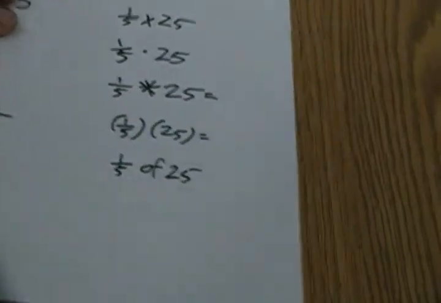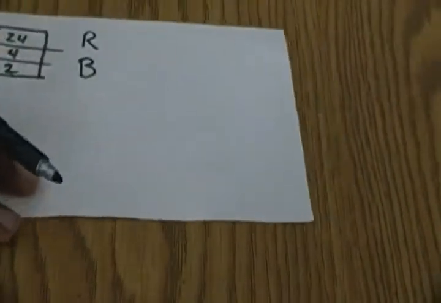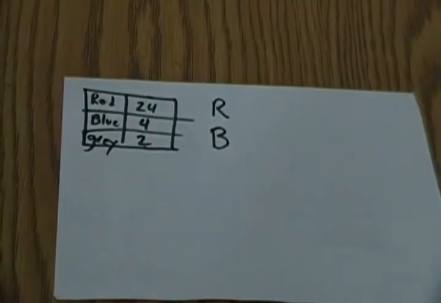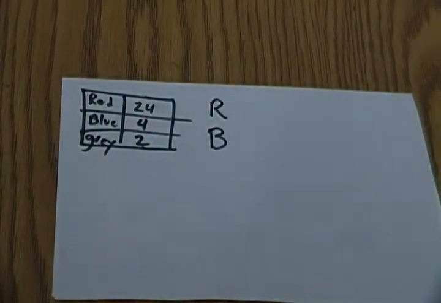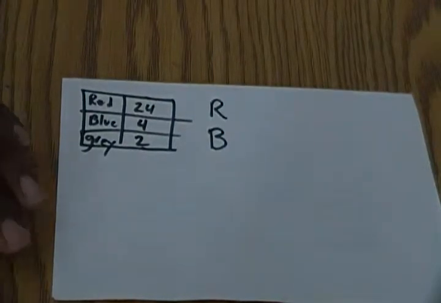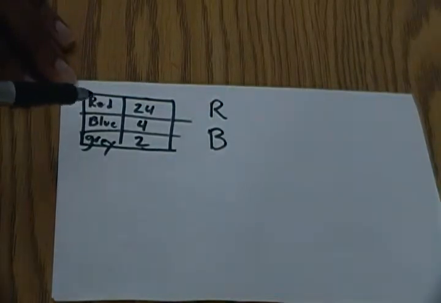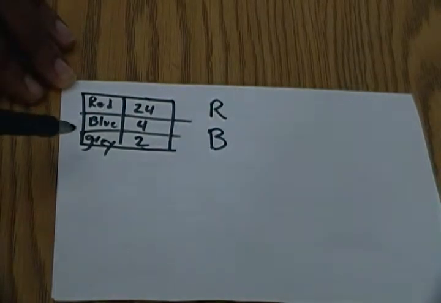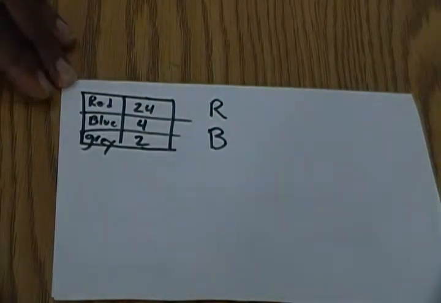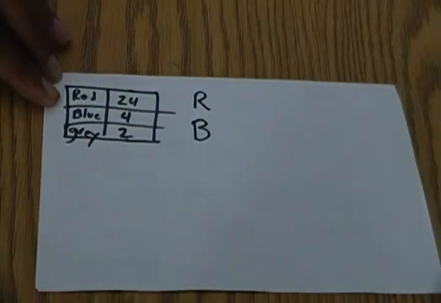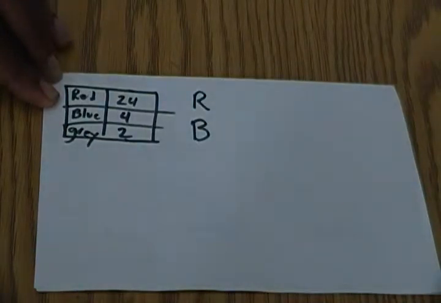Alright, now let's switch gears. We're going to come over here now to the comparison portion. Let me get this lined up. There we go. Now you've seen this a little bit last night on your homework. So here we're going to compare. Let's say people's favorite color was red. So 24 people like red, 4 people like blue, 2 people like gray. We're going to do a comparison, and we're actually going to draw a diagram with that.